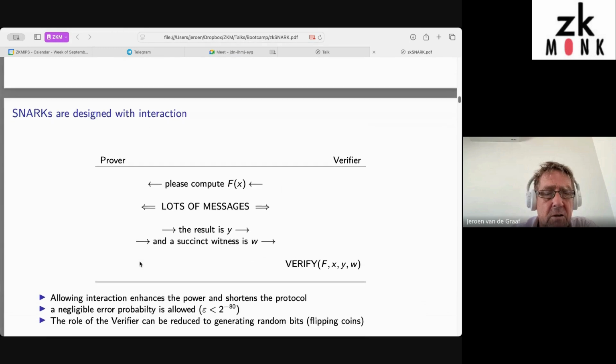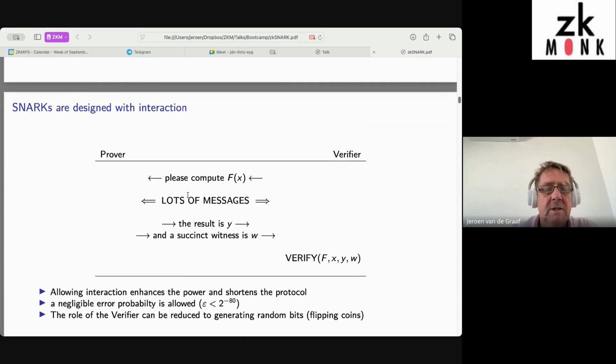So what we want is to use a snark. The idea of a snark is the following. It's the same thing, but the prover and the verifier engage in a large collection of messages back and forth. The end result is that it convinces the verifier that the result is y, and there's going to be a succinct witness w. Succinct means that it's short in size and easy to verify.